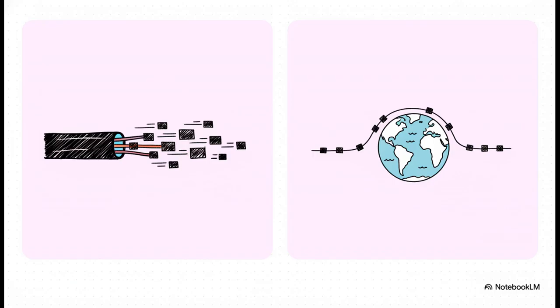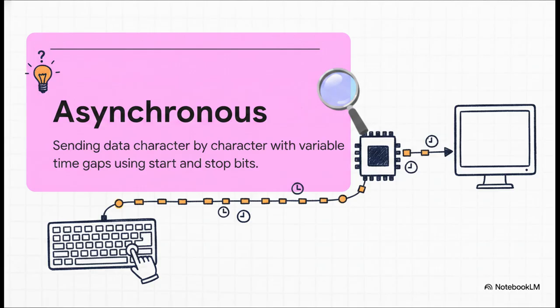It's a single file line. You just send one bit after another over a single wire. Sure, it's a bit slower, but it's super reliable, and it's absolutely perfect for spanning across cities or even oceans. Now, within that single file serial transmission, we actually have different ways to package the bits. The first one is asynchronous transmission.